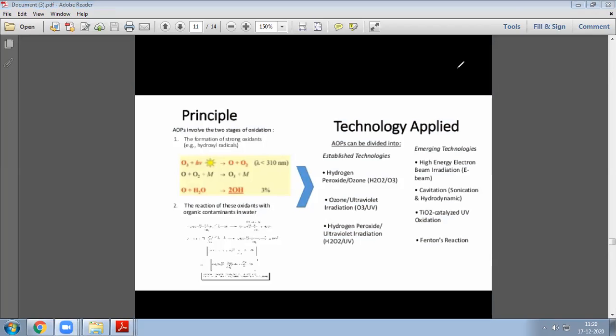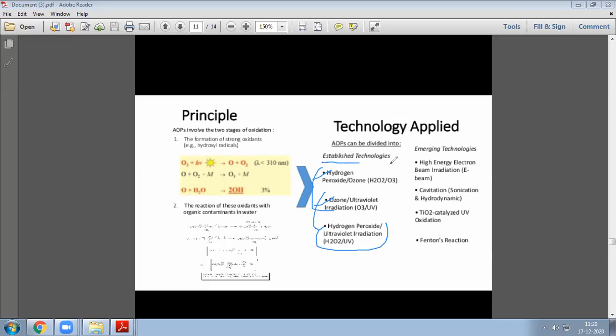Okay, so see here. So what else? You have hydrogen peroxide, ozone or UV radiation, and a combination of these two things. You have one more: hydrogen peroxide and UV. Okay, so these three methods you have.